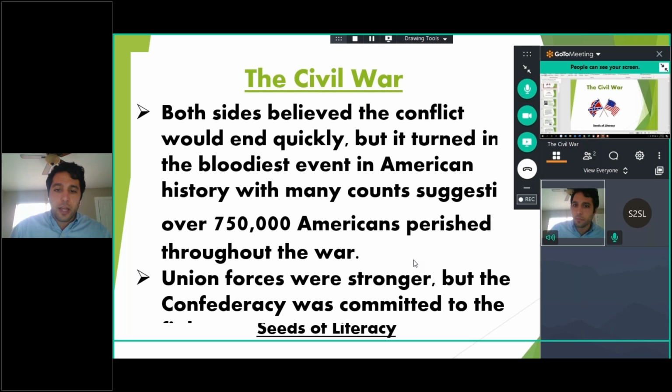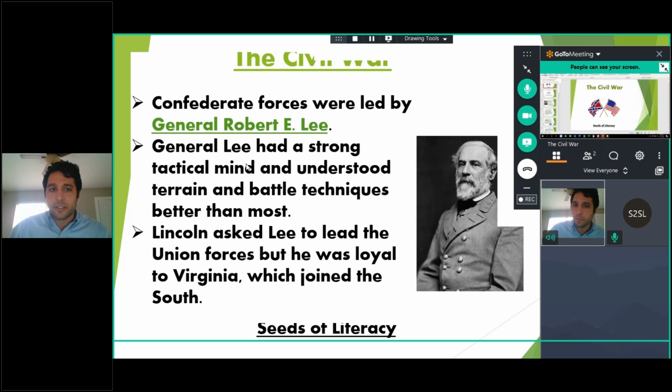A lot of that is attributed to war tactics. The Confederate forces were led by General Robert E. Lee, who ultimately became a feared general to the North and incredibly loved to the Confederate cause, because he was a good general and he won a lot of battles. The Confederate forces were much smaller and lacked the strength and numbers of the Union. But General Lee understood tactics, terrain, and battle techniques, and he ultimately won a lot of battles and put the Union forces in disarray for a little bit.